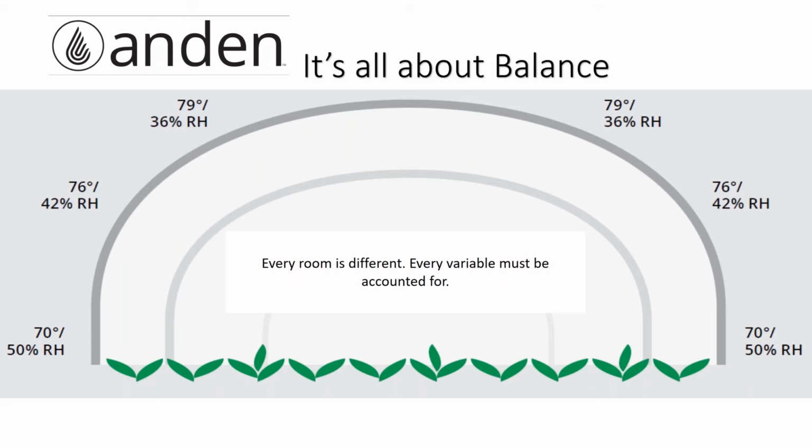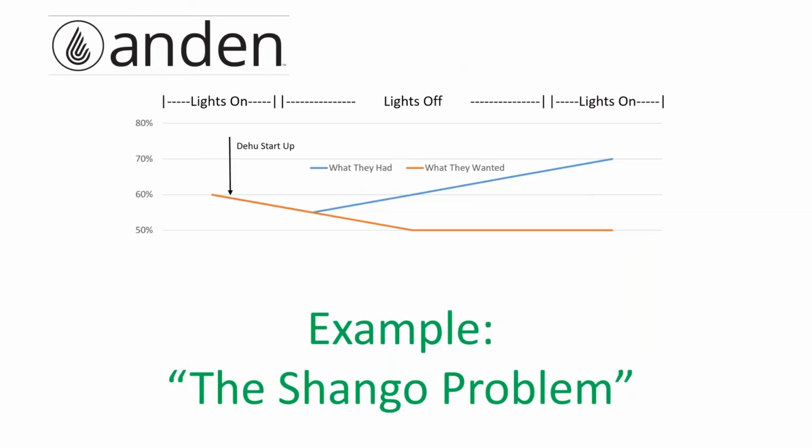And by controlling this, we can create and maximize these wonderful yields, but there's more to it than just looking at the room. I'll give you an example. We called this the Shango problem. Shango is a grower that we are partnered with who had a problem with the dehumidification equipment that they were using. They were never capable of getting their rooms down to where they wanted it to go. This little graph, boring though it may be, gives you an idea of what they were dealing with. When their lights were on, they would start their dehumidifiers a little early, and it would start to dry their room out the way that they wanted to have.